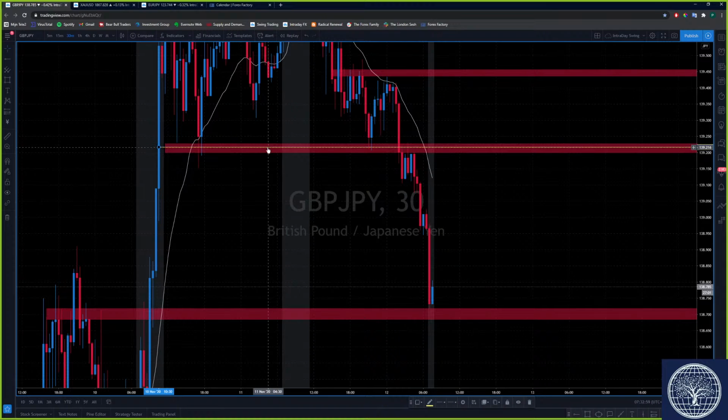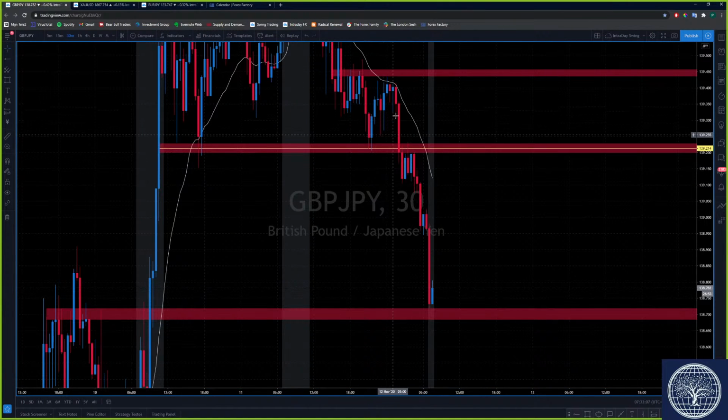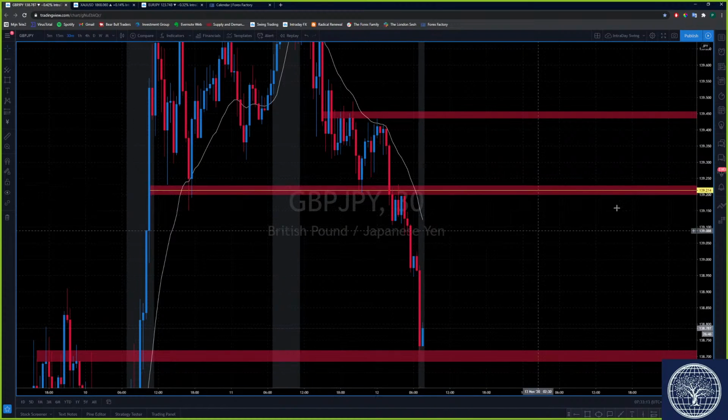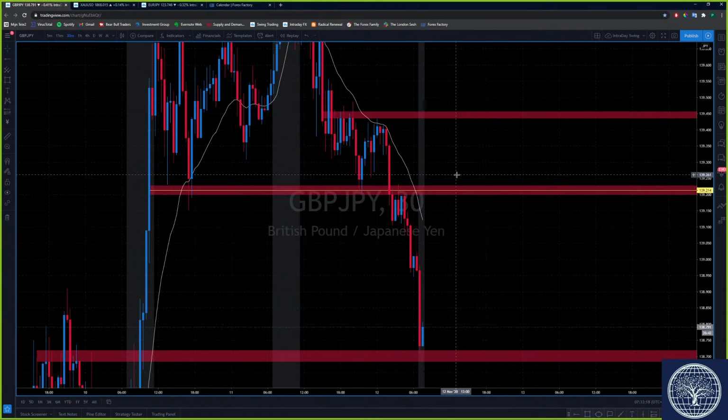Yeah, I think this is the best, most logical place for this resistance, because it's the most recent price action, and also we have these rejections here, so this makes much more sense having it over here at 139,200 basically.